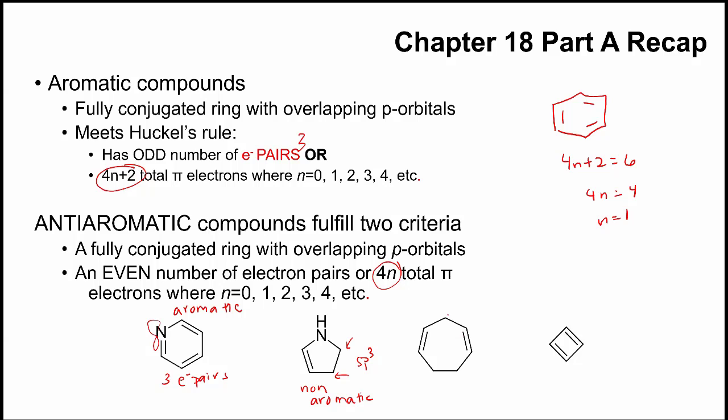And this next structure here, there's sp3s here. So this one is also non-aromatic. And in this cyclobutadiene, which has lots of angle strain, there are 2 electron pairs, which is even. It's cyclic and there's overlapping p orbitals, and the number of total pi electrons is 4n equals 4, because there's 2 and 2 there, where n equals 1. This one right here is anti-aromatic.